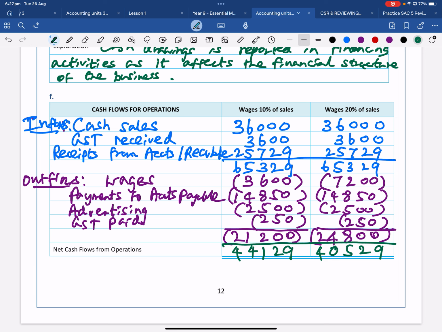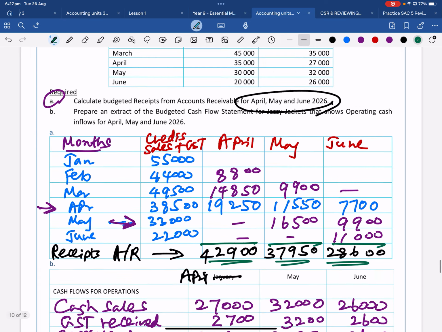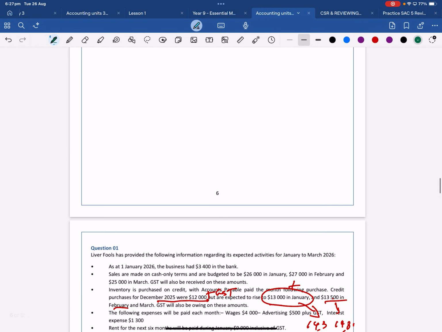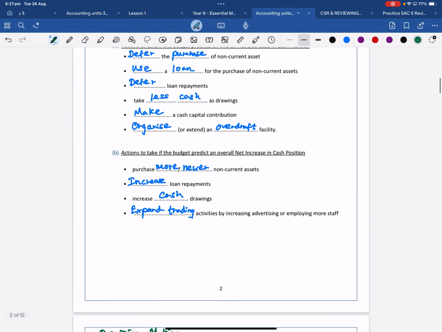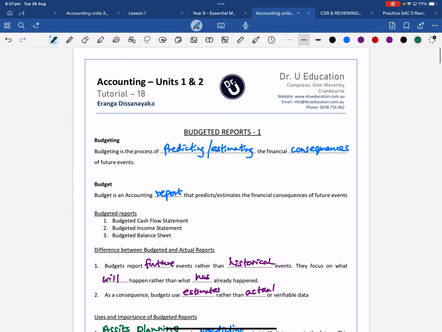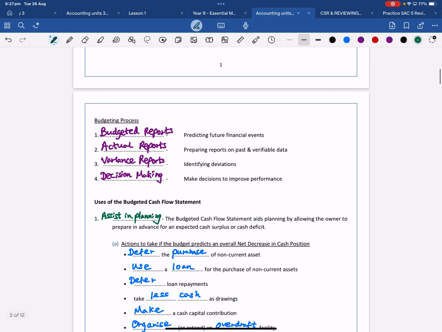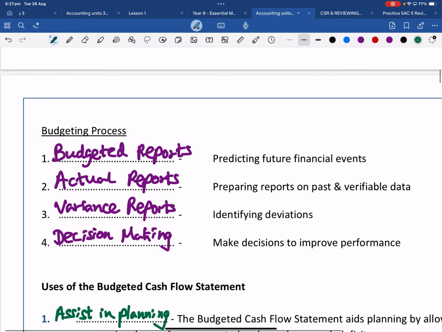Okay guys, let's start the variance report. Now what is this variance report? Do you remember the budgeting process we did at the beginning? Anybody remember how many steps there were? There were 4. This is the budgeting process. We were preparing the budgeted reports, that's what we've been doing.